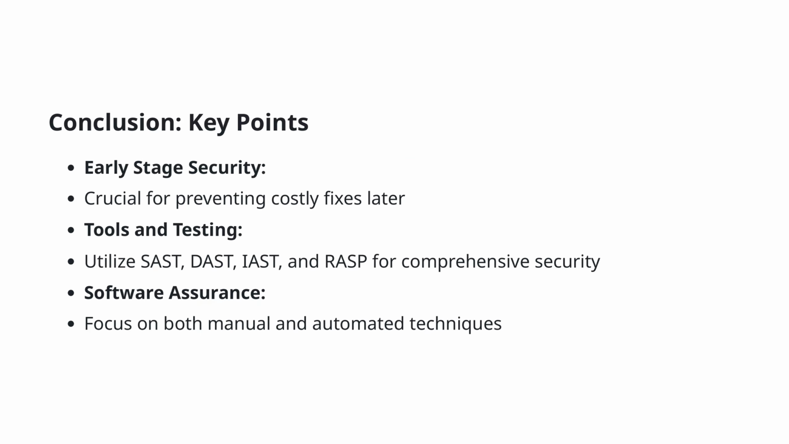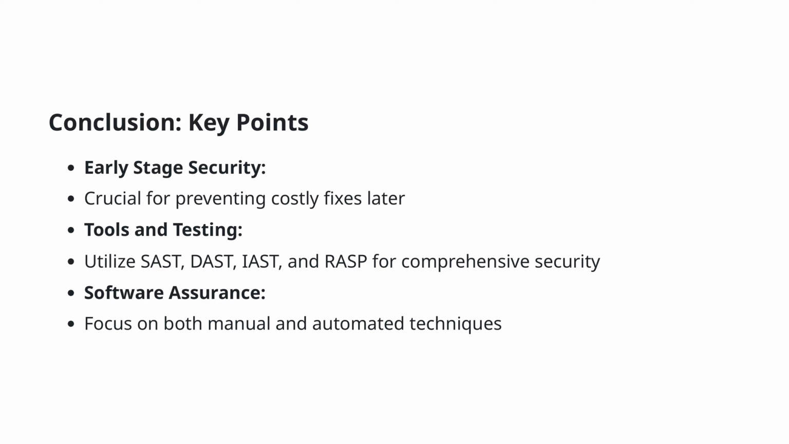In conclusion, let's recap some of the key points we've discussed. First, emphasizing security in the early stages of the software development lifecycle is crucial. By addressing security concerns early, you can prevent costly fixes and mitigate risks before they compound. Second, it's important to utilize a range of security tools and testing methods for comprehensive security coverage. This includes static application security testing, SAST, dynamic application security testing, DAST, interactive application security testing, IAST, and runtime application self-protection, RASP. Each of these tools plays a unique role in identifying vulnerabilities and providing layers of defense.